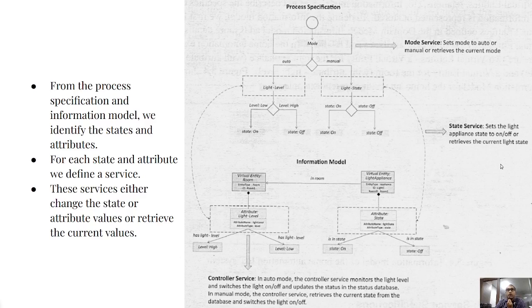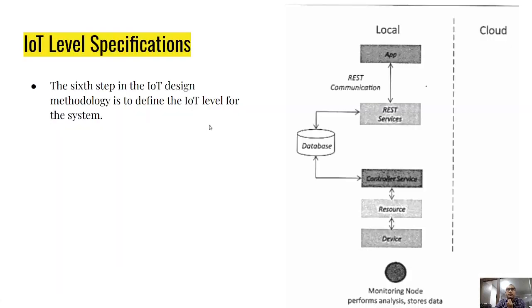Similarly, we also have the IoT level specifications, which are basically the templates on which the IoT system can be developed. So in this case, it is following the IoT level 1, as we can see, because there is no cloud-based services defined here. So we have the device on top of which the device resources are running, which will be sensing the data or actuating certain actuators or relays.